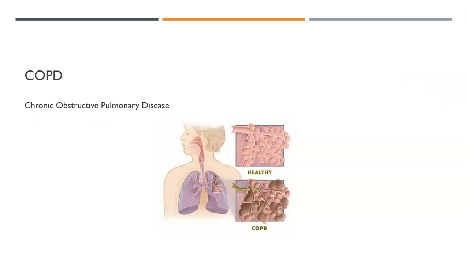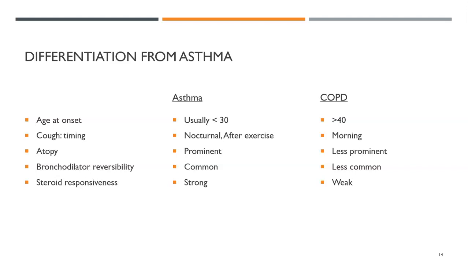And we'll go a little bit over COPD. What we're going to do is compare asthma and COPD. Here's a picture of some healthy alveoli and some COPD. Okay, so let's talk about asthma versus COPD. So the age of onset, asthmatics, usually they're diagnosed less than 30 years old. COPD is over 40 because they've probably been smoking, and they've been smoking 20 or 30 years, even if they quit. Now they probably have COPD. So that's an older population.